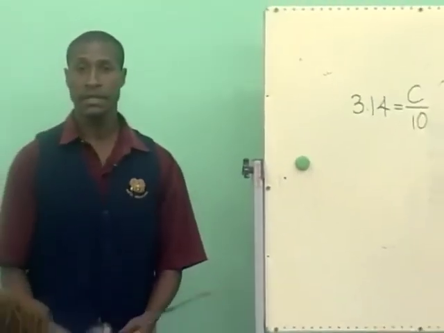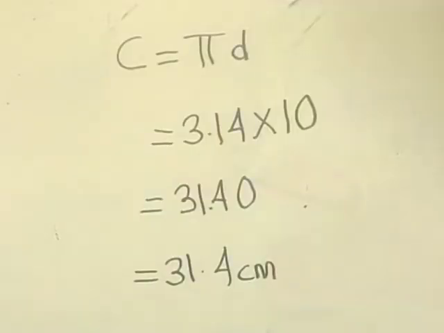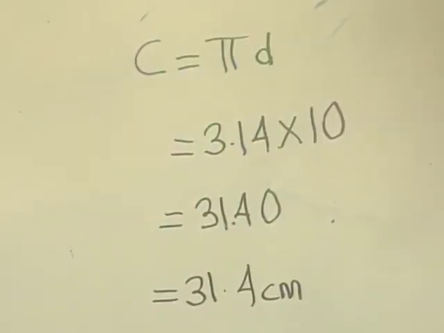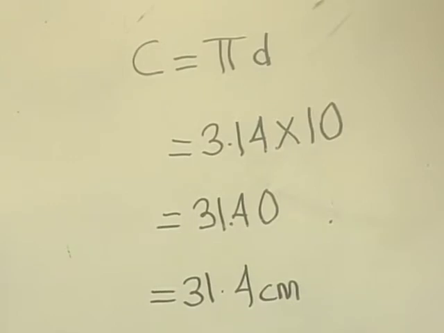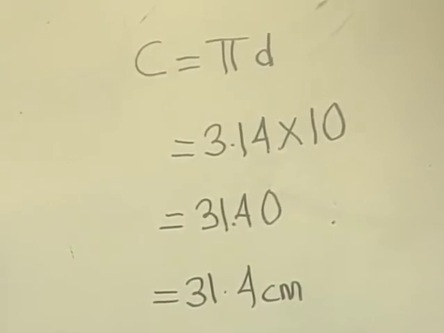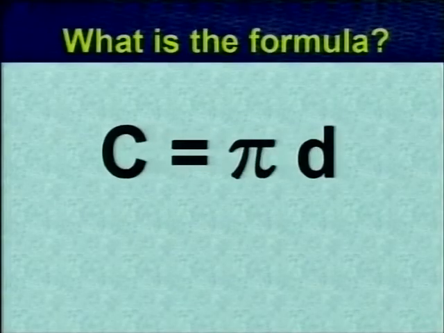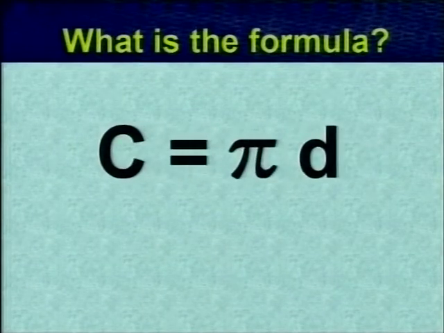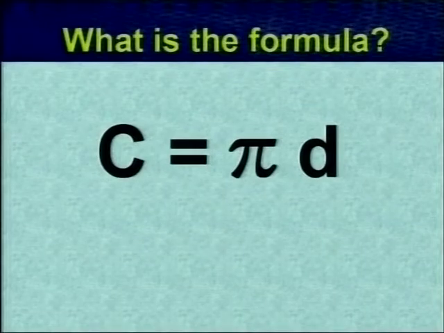Okay, receiving students and ATs, I hope you have got the same answer as Diane's. Now, the formula to find the circumference of a circle, as Diane has shown, is on the board, which is circumference is equal to pi d. Now, what is the formula? Okay, the formula is also on the screen.